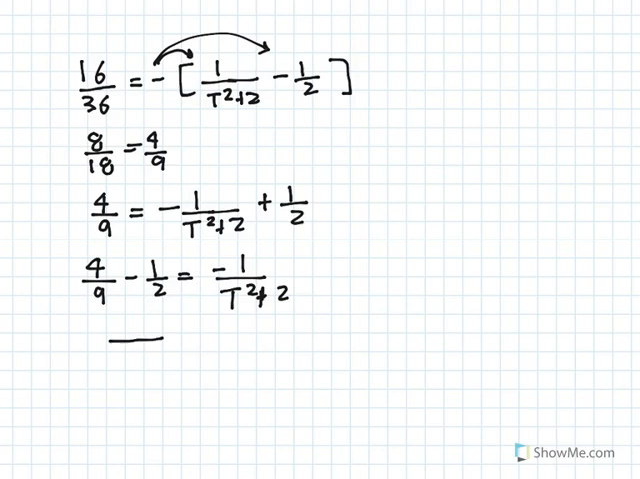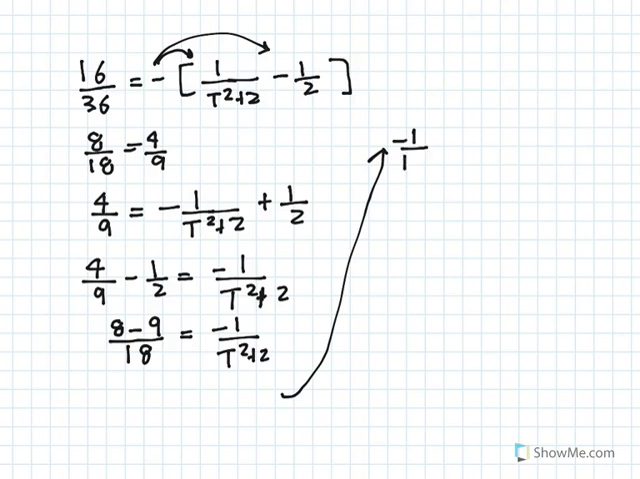And taking common denominator, 18. 18 goes into 9 2 times. 2 times 4 is 8. 18 goes into 2 9 times. 8 minus 9, that's equal to negative 1 over t squared plus 2. Let's bring the calculations up here. 8 minus 9 is negative 1 over 18 is negative 1 over t squared plus 2. We can divide both sides by negative 1, get rid of the negative signs. We get 1 over 18 is equal to 1 over t squared plus 2.